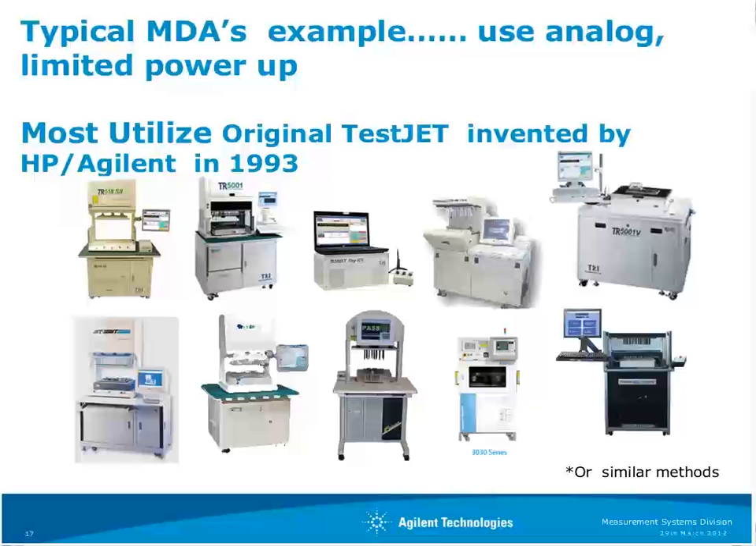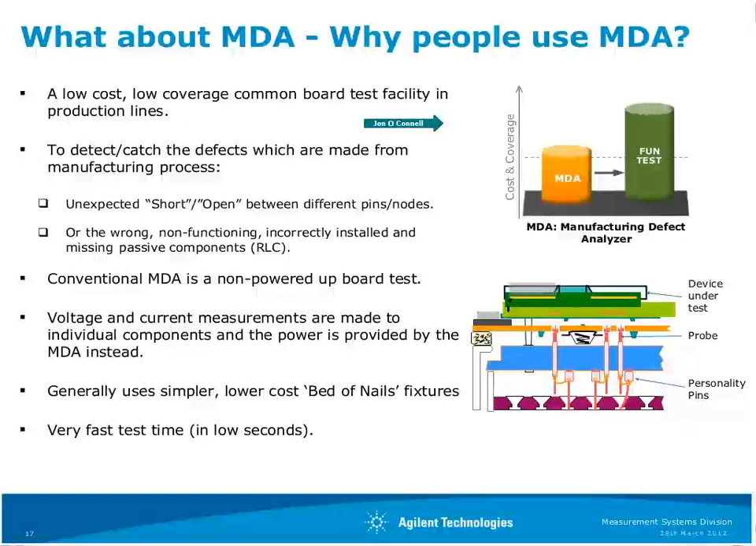Here's a typical MDA example. They use analog, have some limited power up for analog, and most MDAs utilize the original TestJet invented by HP Agilent in the early 1990s. So why do people use MDA? Well, it's a great platform for low cost and gives some low coverage for gross defects, that is shorts, opens, and missing components. And it's here to catch those defects during the manufacturing process.